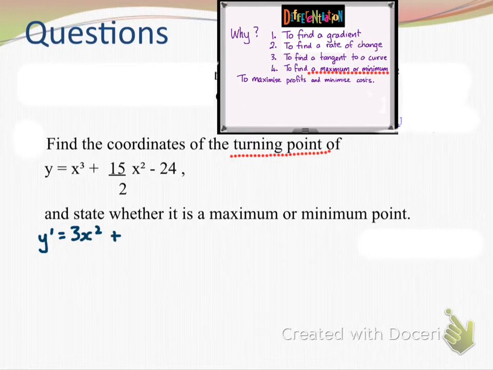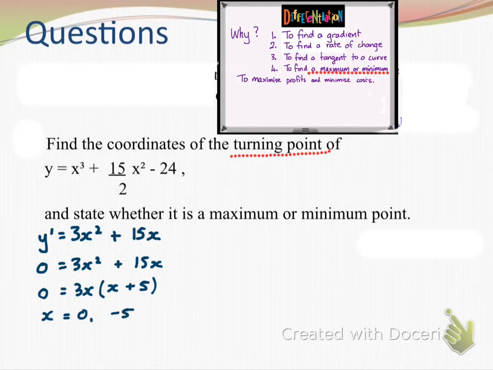So what we're going to do is differentiate first: multiply by the power, reduce the power by 1. The -24 differentiates to 0. Now we know that the turning points have a gradient of 0. So put 0 equals 3x squared plus 15x. Either solve that on your calculator, use the quadratic formula, or you can factorize and solve, and you get two x values, 0 and -5.